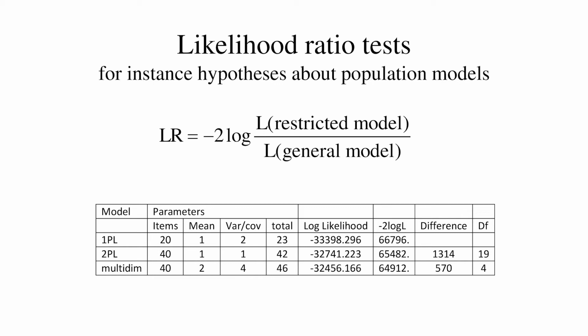We have a log likelihood, we have a -2 log likelihood, and then we could compare, compute a log likelihood function of the 1PL versus the 2PL. There would be a difference between these two numbers, and the difference between the number of free parameters would be 19, and so this has a chi-square distribution with 19 degrees of freedom, and that difference is so big that the Rasch model is rejected.